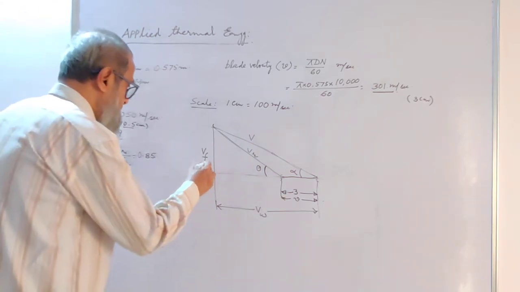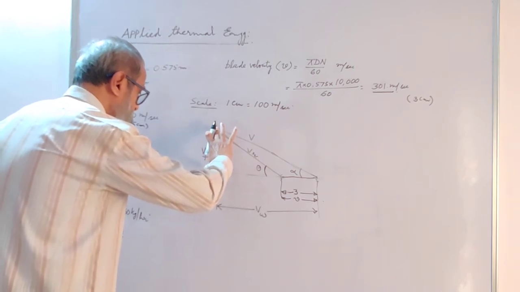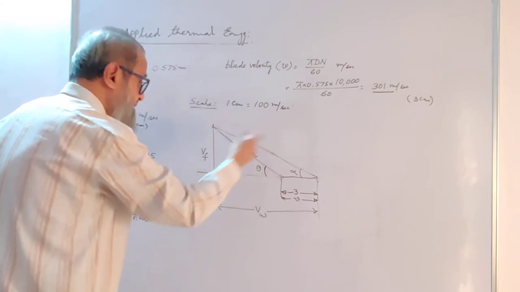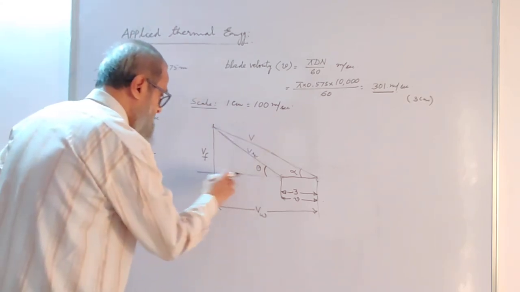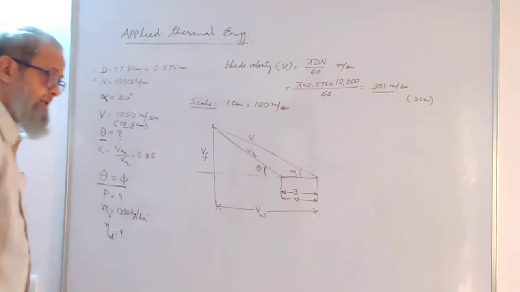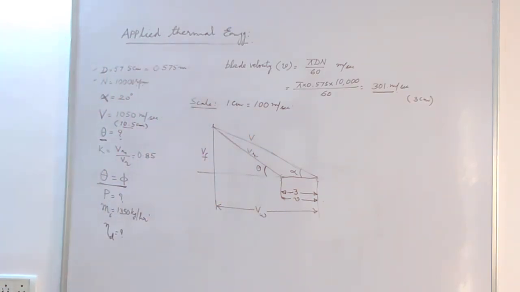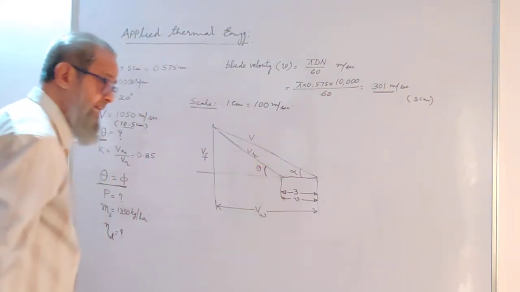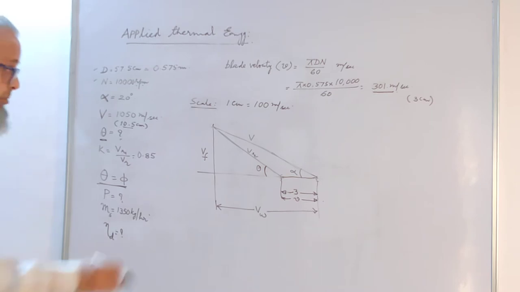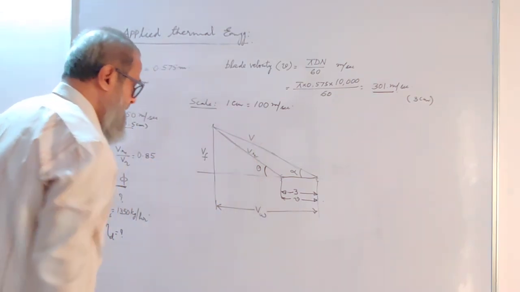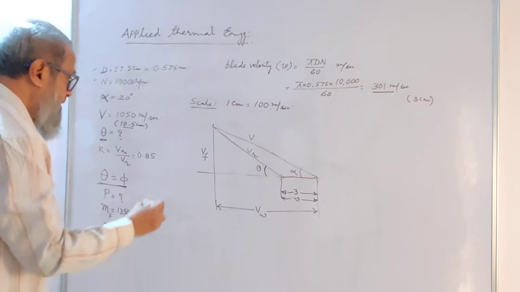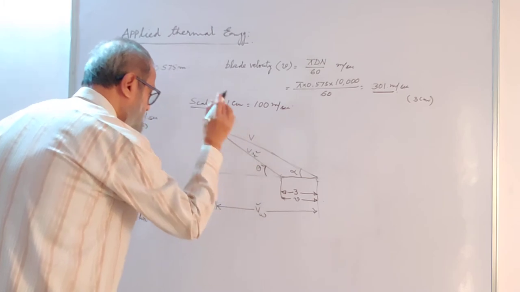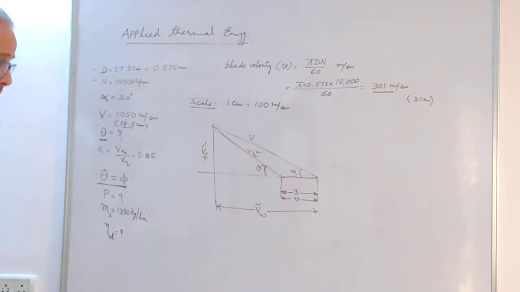Now measure this length, VF is equal to, multiply that length by 100, you will get it in meters per second. Measure this length, multiply by that scale factor 100, you will get the value of VW. Measure this line, you will get the value of VR, multiplied by 100, in meters per second. So you will get VF, VW and VR, and you also get this theta. You will get those four values.